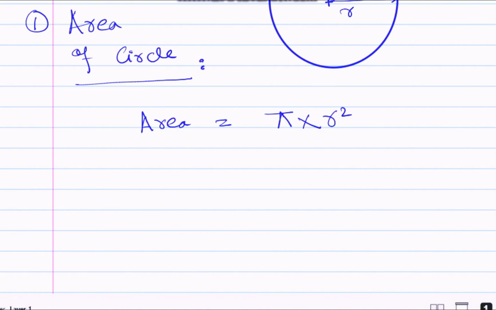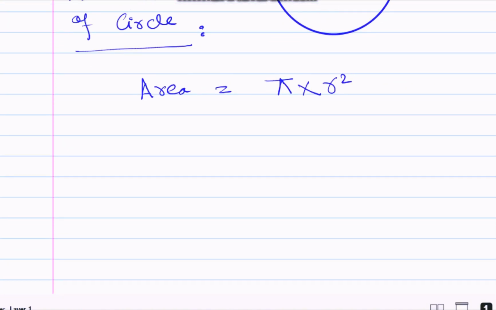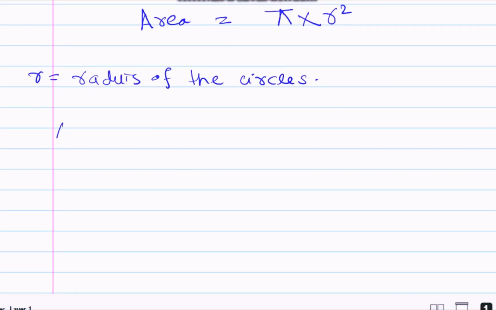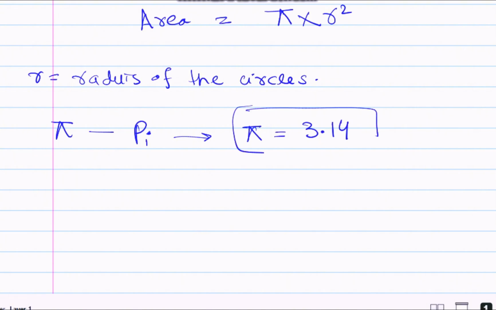So here r is the radius of the circle. Let me write here on this side: r is equal to the radius of the circle. And this formula is applicable to all types of circles. And what is pi? Please don't be afraid of this sign, it is very easy. This is called the pi sign, and the value of this sign is equal to 3.14. This is a very simple thing.